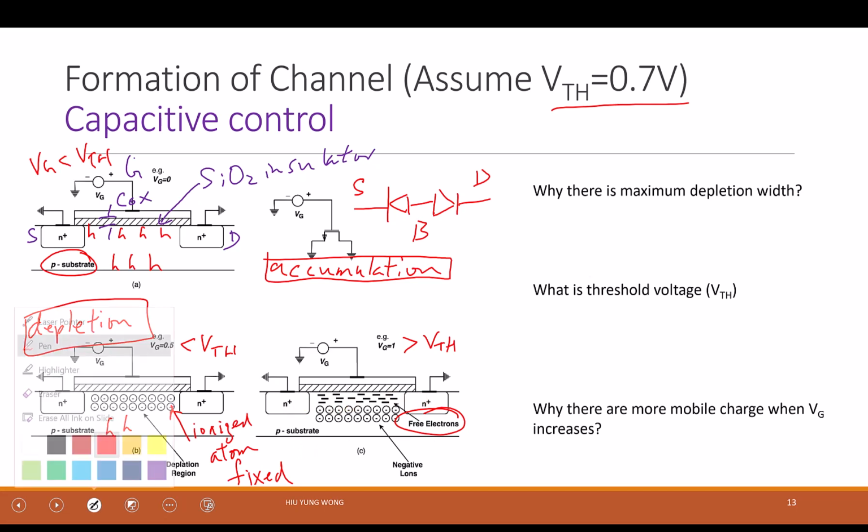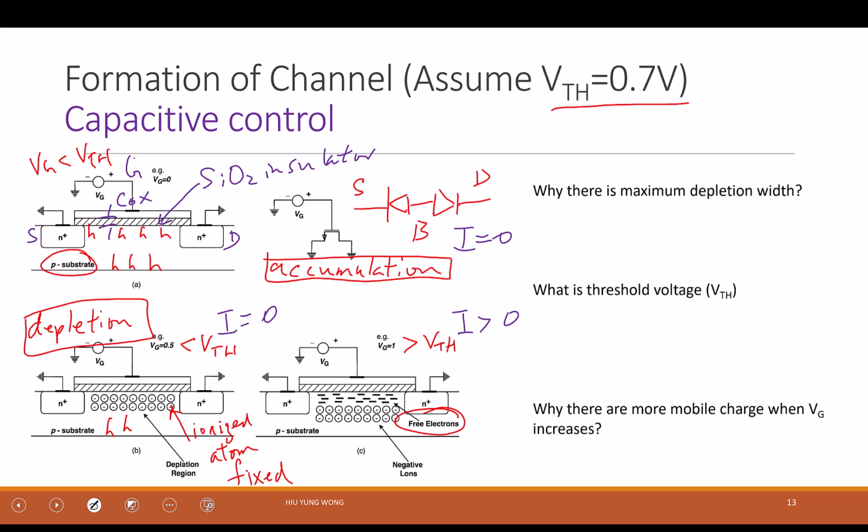So I need to say this current equals 0, this current equals 0, and here now eventually we have current larger than 0, right? Because now I have the free electrons.